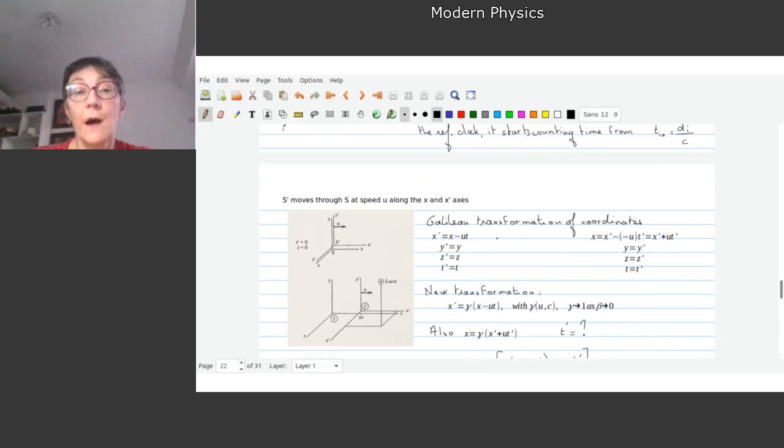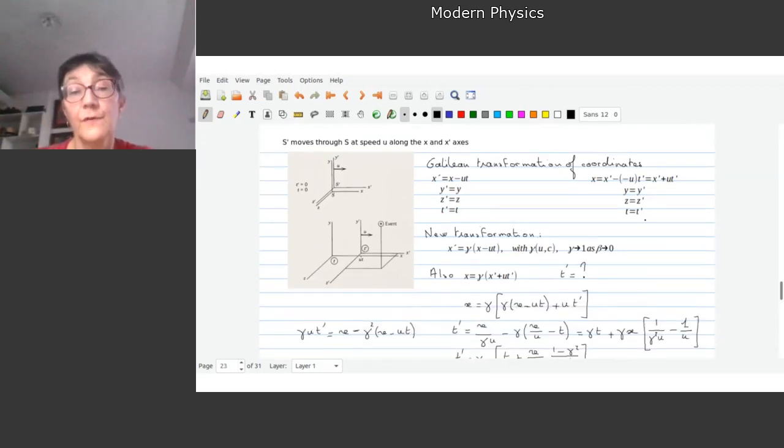And so let's see now the Lorentz transformation. If you remember, the Galilean transformation is this one. You have two reference frames, S and S prime, and S prime is traveling along the x-axis at speed u. In the Galilean transformation of coordinates, you have some point here, with x prime in one frame and x in the other.